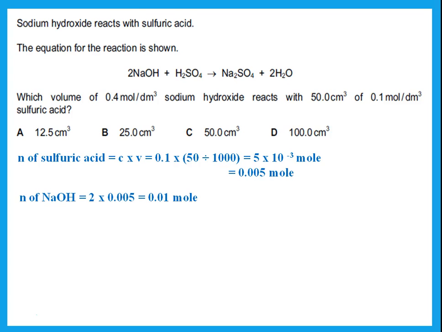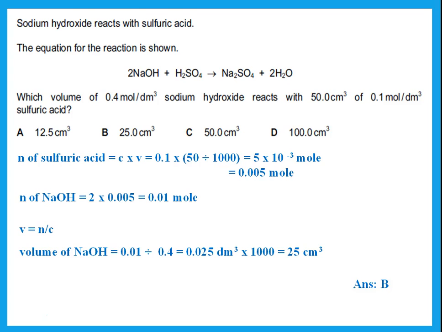Okay, so that means the number of moles of sodium hydroxide is 0.01. Now, what is he asking for? He's asking for the volume of the solution. How do we get volume of a solution? Volume is number of moles over concentration, because we said number of moles is concentration times volume, so that means volume is number of moles over concentration. We already got that the number of moles is 0.01, and he says that the concentration is 0.4. So I get an answer in decimeter cubed, multiplied by 1000, I get the answer in centimeter cubed.